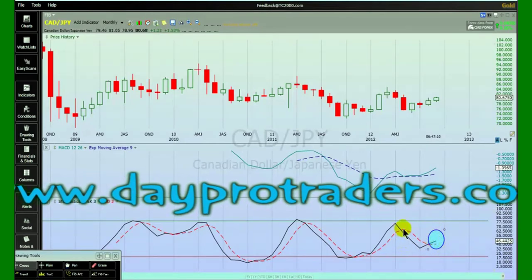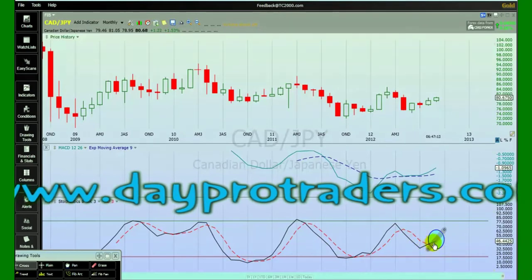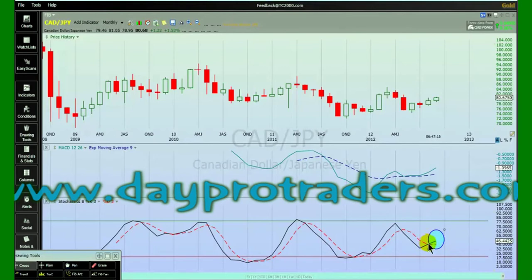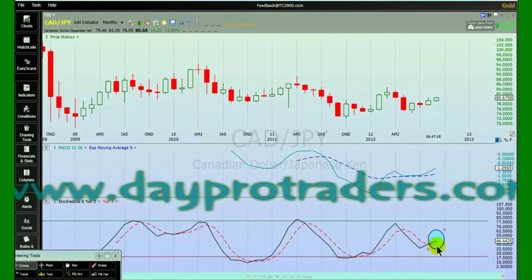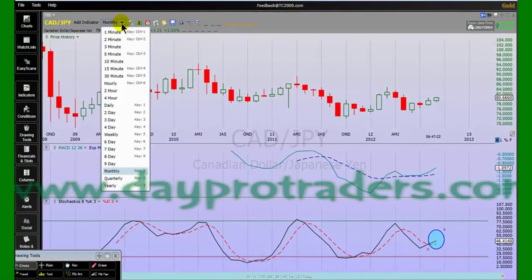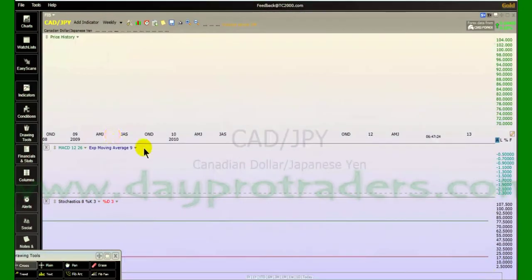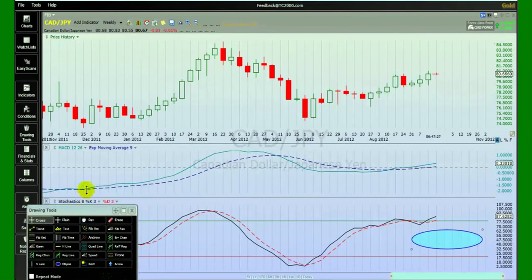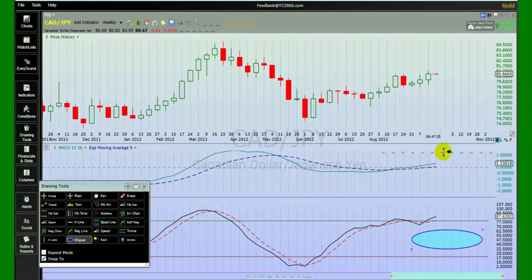The stochastic 833 on a monthly chart has just crossed above its moving average on the monthly chart. The stochastic 833 on a monthly chart is almost equal, not always equal, to the MACD on the weekly chart. You see here, this is the MACD on the weekly chart, exactly the same time. You see the spotlight that I have highlighted on the monthly chart. You can see that the standard MACD 12.26.9 has also crossed above its signal line here.